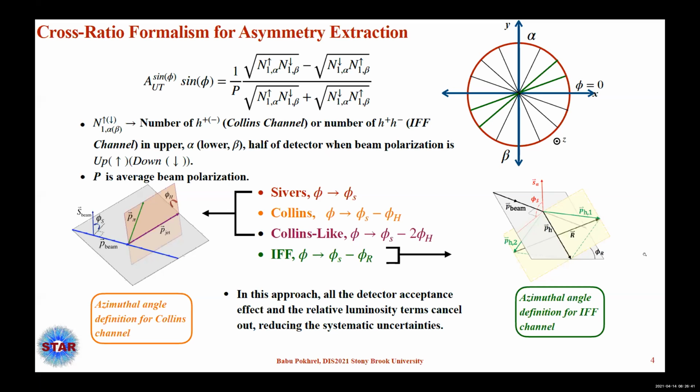And the phi s minus phi R modulation of the dihadron yields sensitivity to the transversity coupled with the interference fragmentation function. And in this approach, all the detector acceptance effects and the luminosity terms cancel out, which reduces systematic uncertainties.